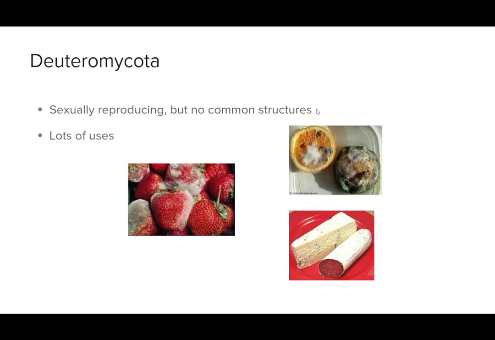Deuteromycota. Sexually reproducing, but they have no common structure. This is the imperfect fungi, often referred to. They lack a common reproductive structure. They include fungi with diverse uses, such as those that make antibiotics.